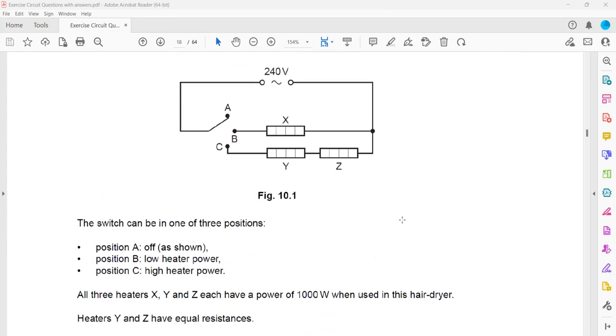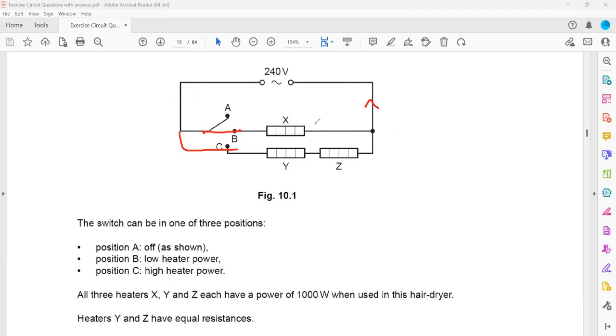But what if the question was to calculate the current from the battery, and the circuit was like this? All are connected. If you want to calculate the current when it is at position B, the current is only through X. When it is at position C, the current is only through Y and Z. But what if there was another type of circuit in which all were connected, and the question is how much current is coming from the battery?